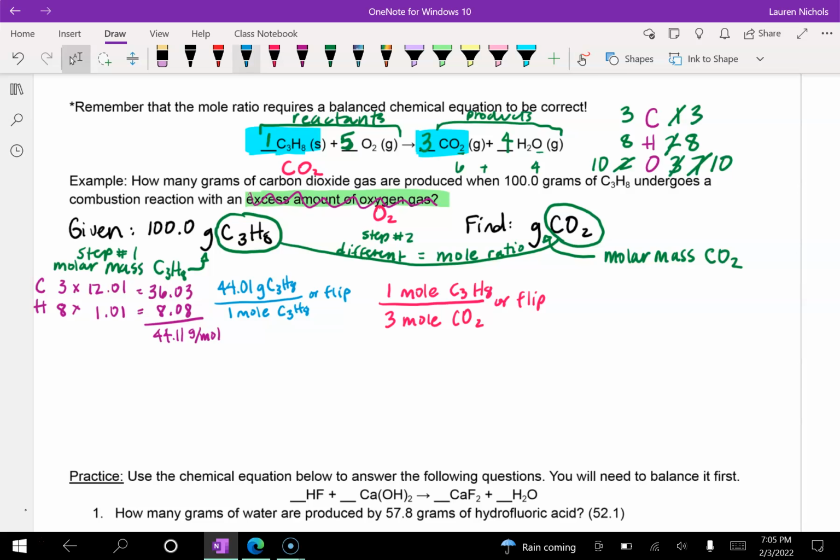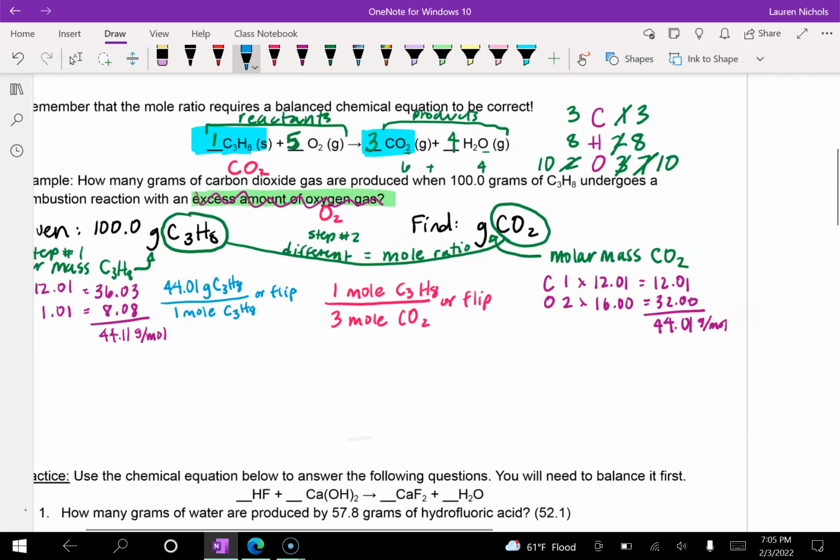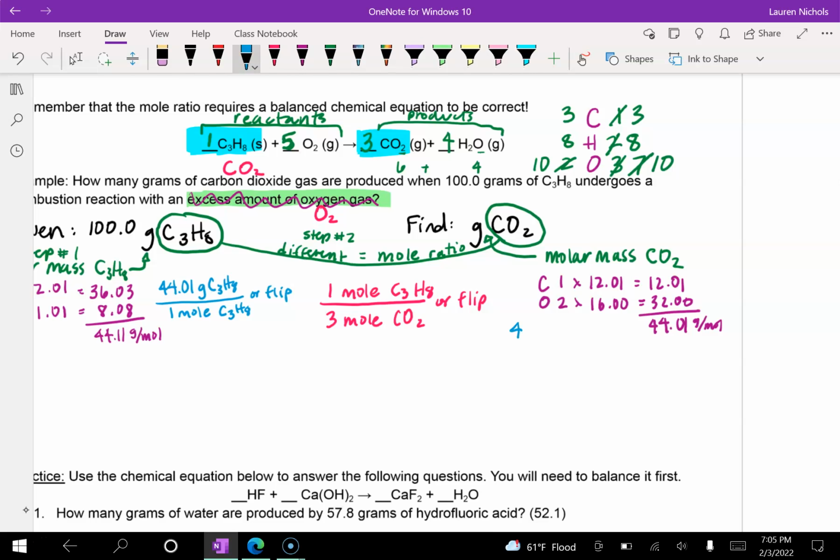And then the third thing we need is the molar mass of carbon dioxide. So if we go ahead and calculate the molar mass, we know that we have carbon and oxygen, 1 and 2. We multiply by their mass from the periodic table. And when we do that and then add them all together, we get 44.01 grams per mole. So it's very, very close to C3H8. And just like that, our molar mass can be written as 44.01 grams of carbon dioxide over 1 mole, or we can flip it.